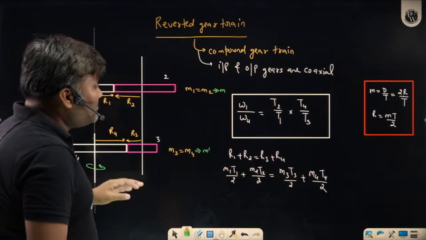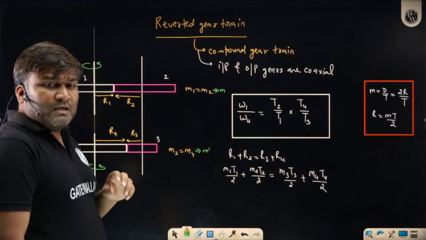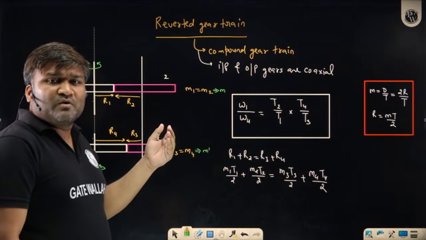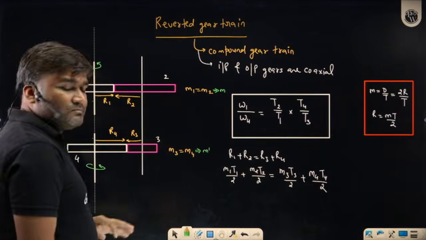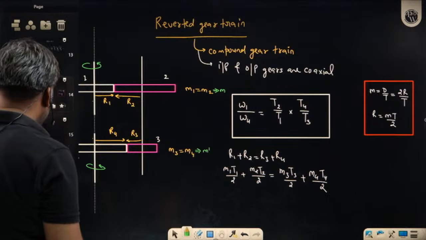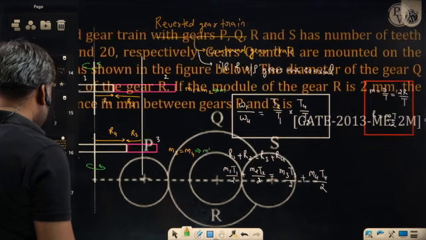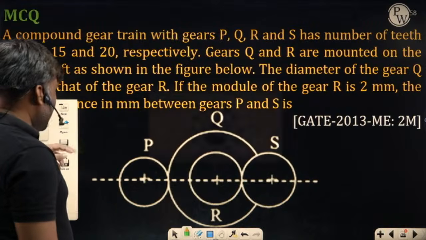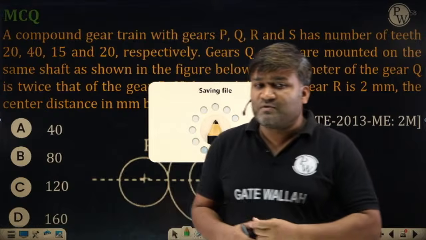Okay. Sometimes this radius relation, teeth relation, module relation, even they are not even asking about the velocity ratio. They are simply asking play with the radius, teeth and module. That's it. Let me show you one question. Like in GATE 2013, already 2 marks where they have asked one question.